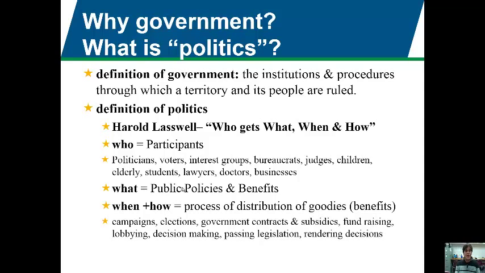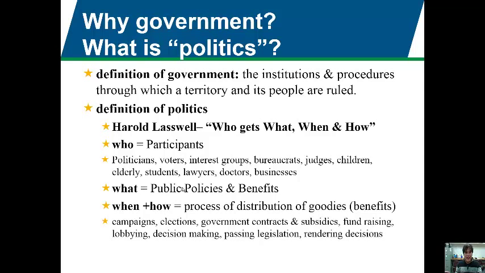Who equals all the participants: politicians, voters, interest groups, bureaucrats, judges, children, elderly, students, lawyers, doctors, businesses. Pretty much anyone is a participant in politics, whether they want to be there or not. What do they get? Public policies and benefits, tax returns, money, new policies that help them in some sort of way. When and how? The process of distribution of the goods.